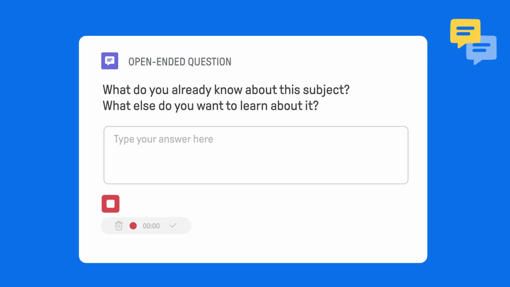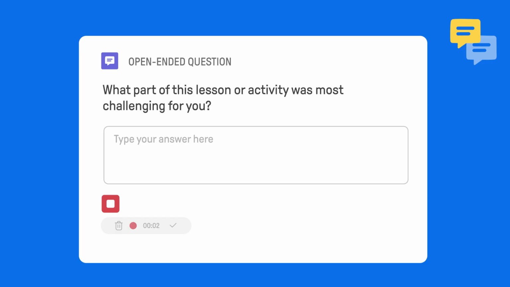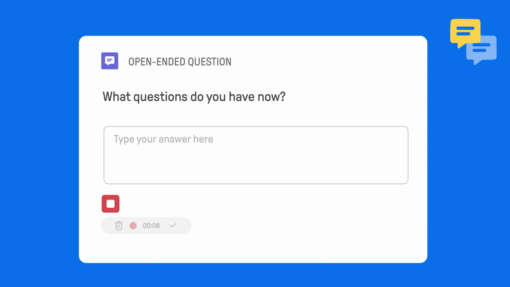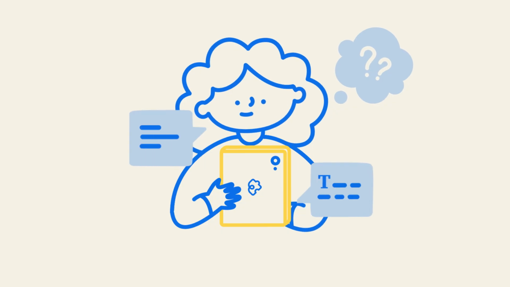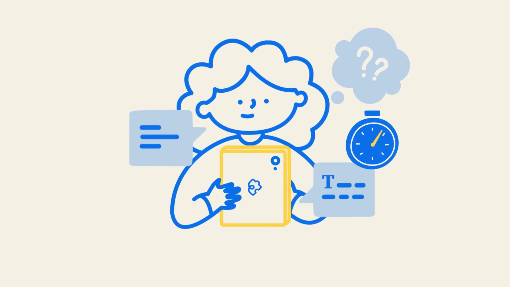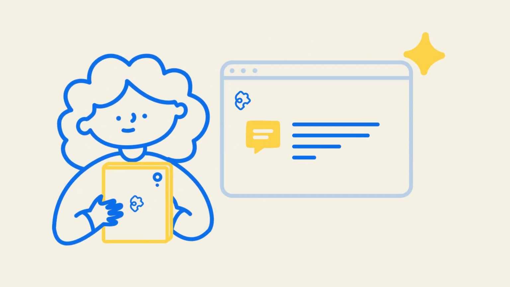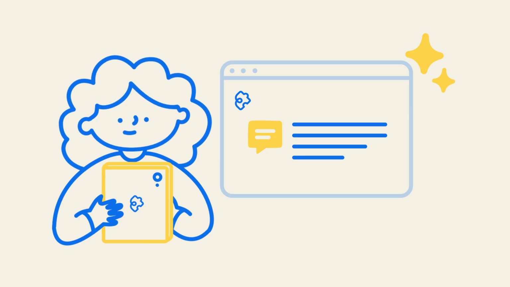What do you already know about this subject? What else do you want to learn about it? What part of this lesson or activity was most challenging for you? What questions do you have now? When students are asked to reflect on or reason through a problem by speaking or typing, especially under a time limit, they are more likely to produce authentic, unique answers that don't rely on AI.